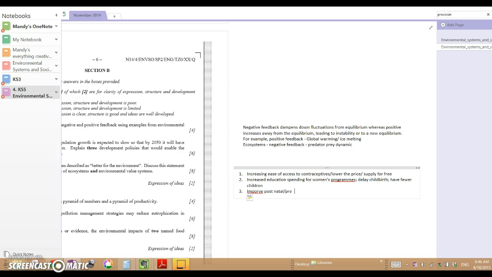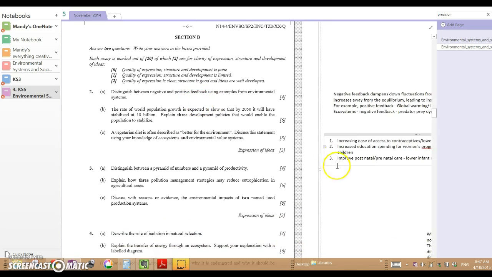postnatal, prenatal care, so we lower infant mortality, that in turn will encourage people not to have so many children because they don't lose so many children to childhood diseases or infant deaths. So this has also been a development policy that's been shown to work. So which ones did you come up with? Go back now, either develop your own or write up this answer to this question now.